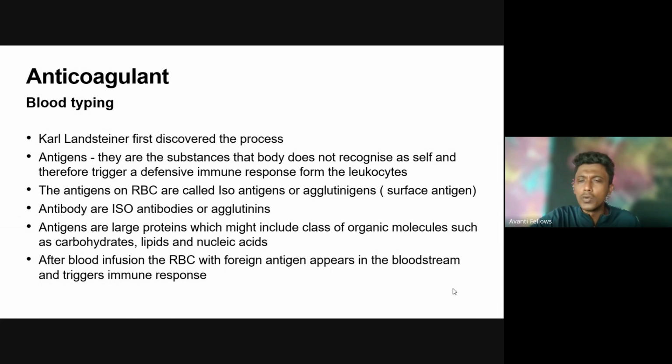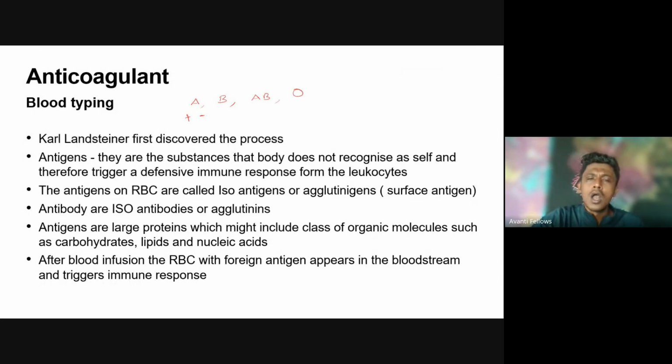So we ask people, what is your blood group? Some of you will say my blood group is A, some B, some AB, and some O. Sometimes you say my blood group is AB positive or negative, or B positive or negative, something like that, right? So what are these blood groups?